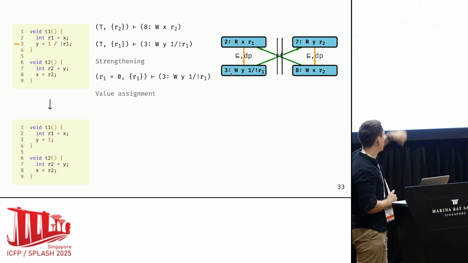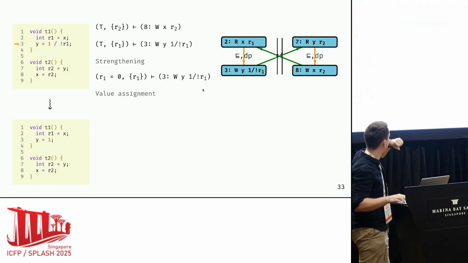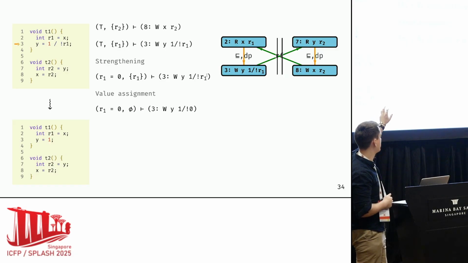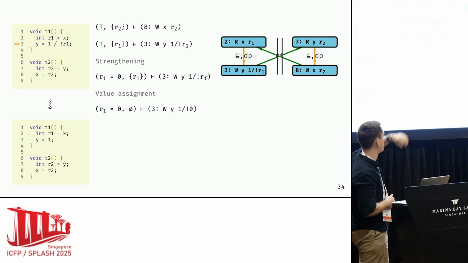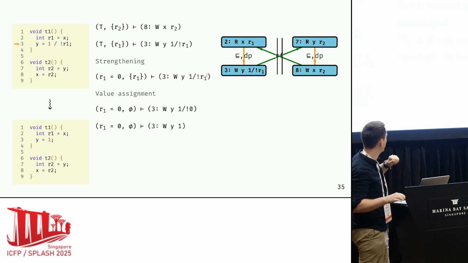And now we have value assignment, which uses the information about how values are constrained by the control predicate, the control dependencies, to rewrite values in the expression. So here we know that R1 equals 0, and we have R1 here. So we can rewrite that R1 to a 0, and we have now transferred the data dependency of R1 into a control dependency on R1. And this simplifies, like the previous example, into this justification.